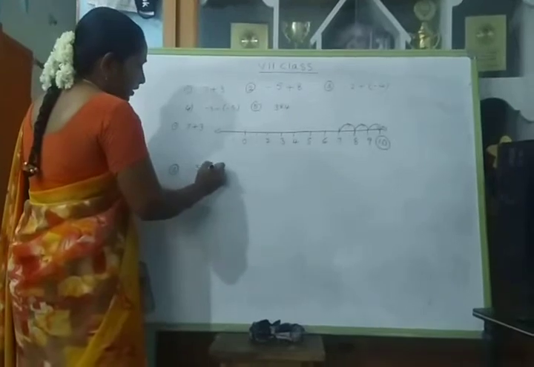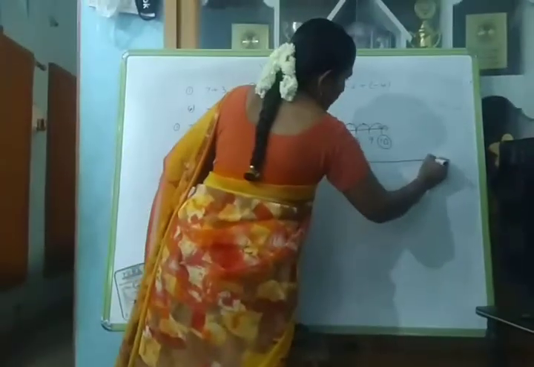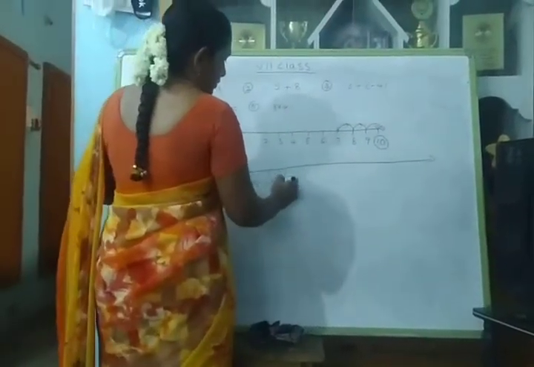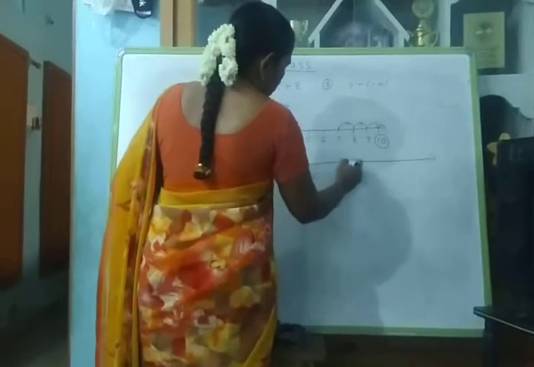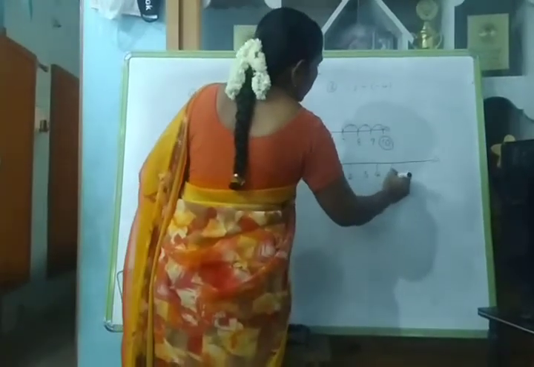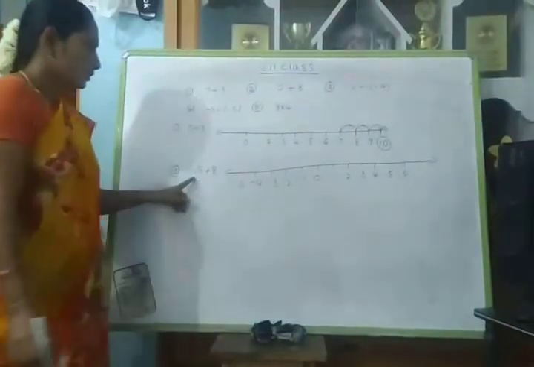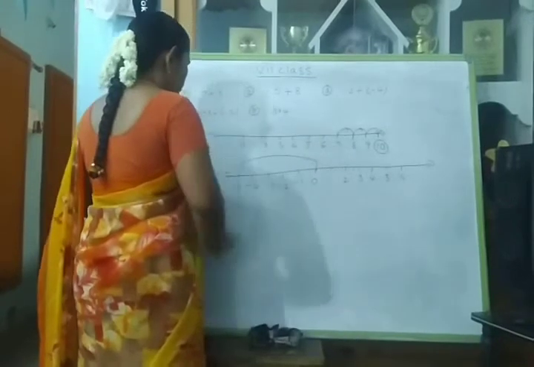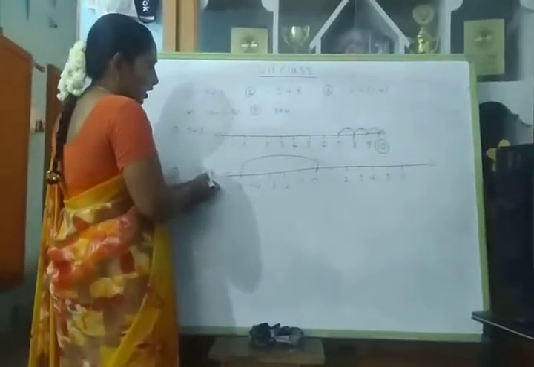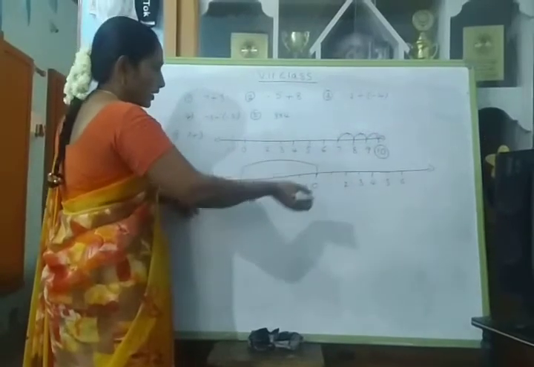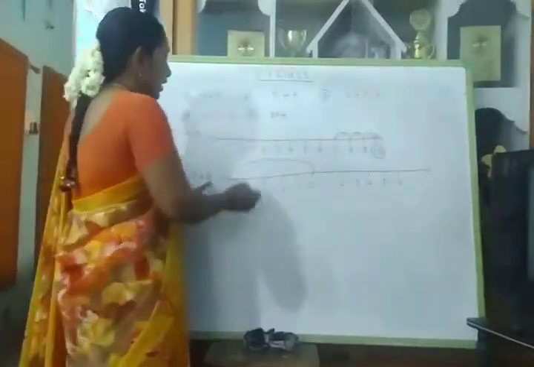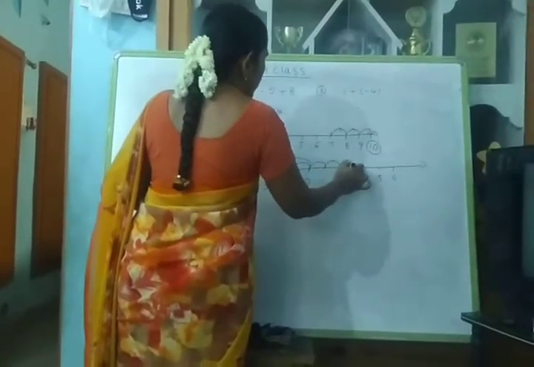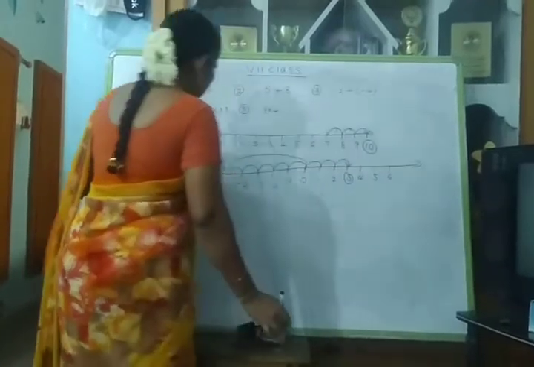minus 5 plus 8. Minus 5, minus 4, minus 3, minus 2, minus 1, 0, 1, 2, 3, 4, 5, 6. First, which integer do we have here? Minus 5. So move from 0 to minus 5. After the plus symbol we have to add. So which side do you have to move? Right side. How many steps? 8 steps: 1, 2, 3, 4, 5, 6, 7, 8. So what is the answer? 3.